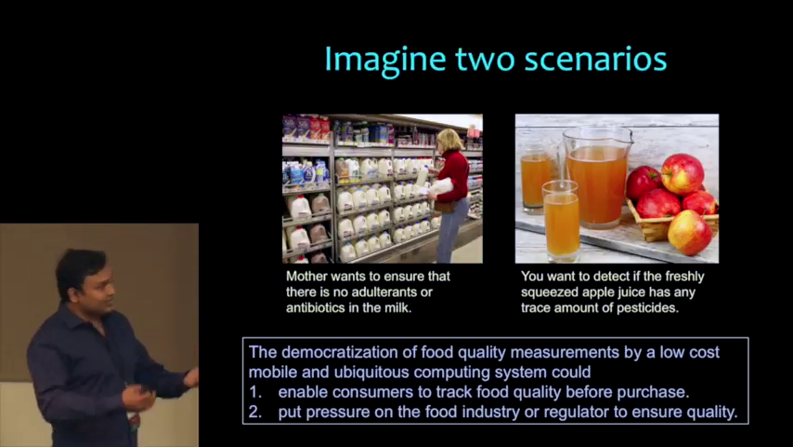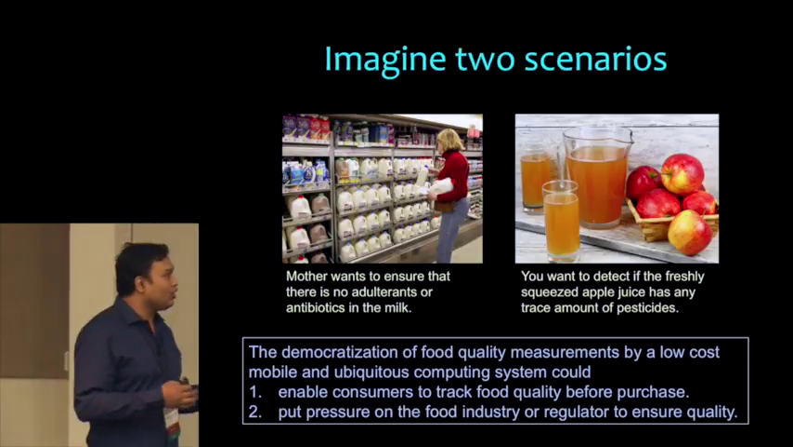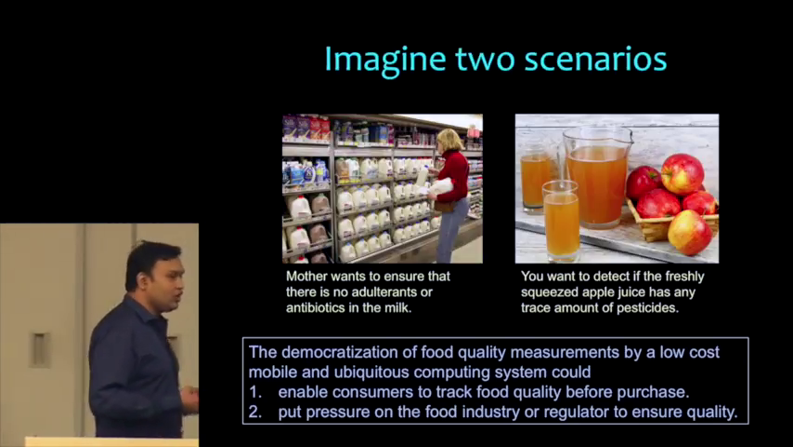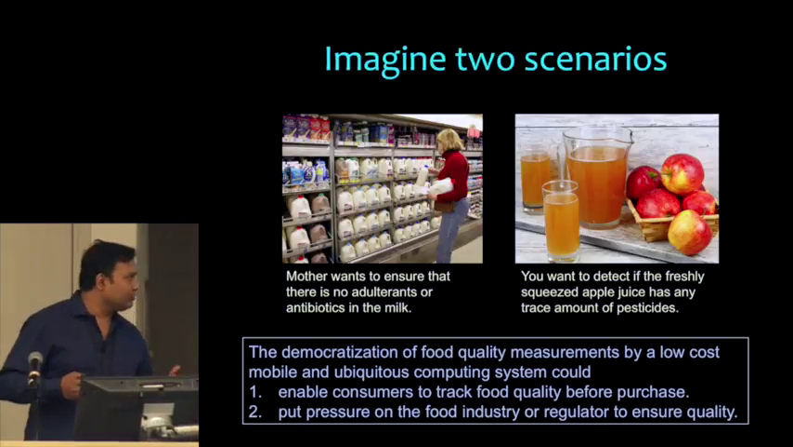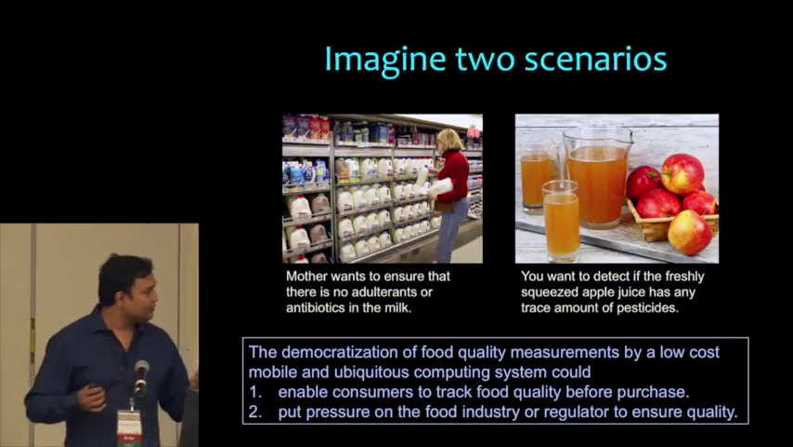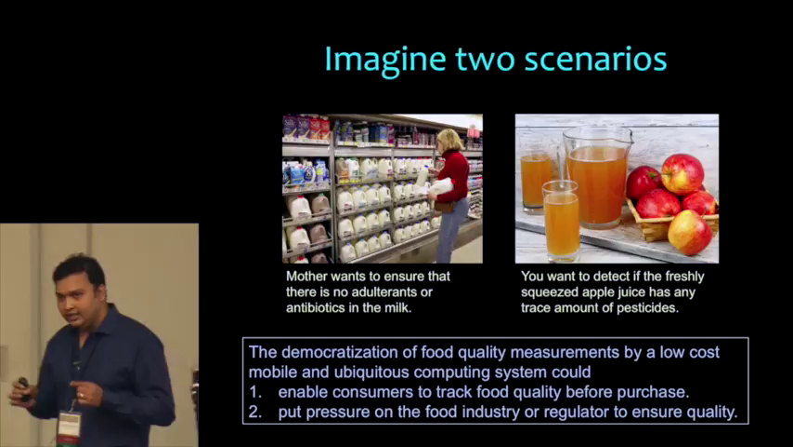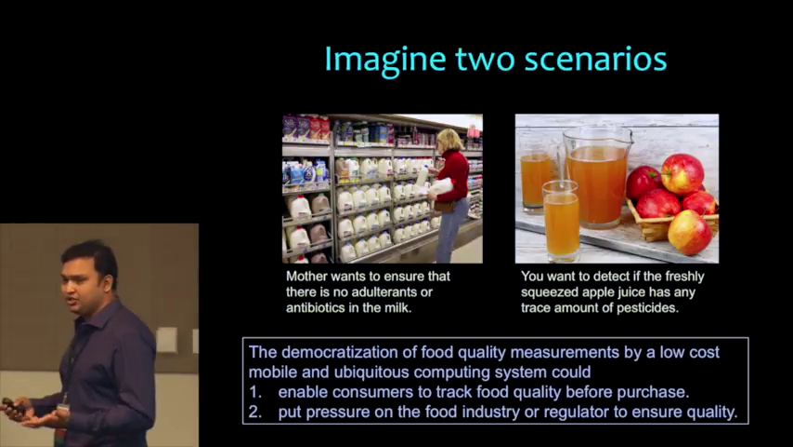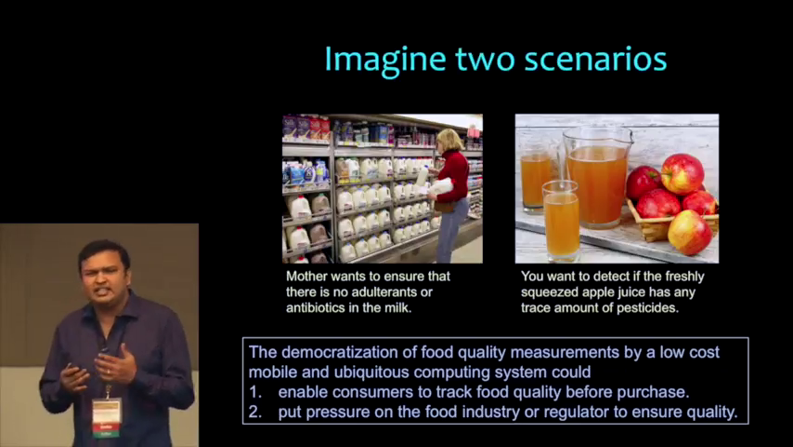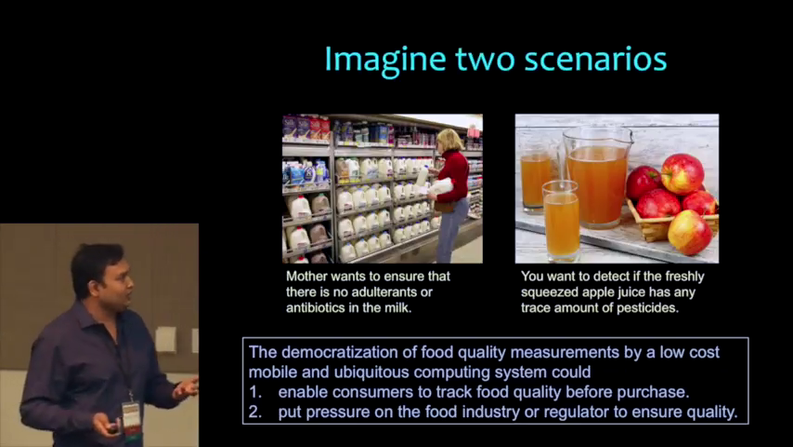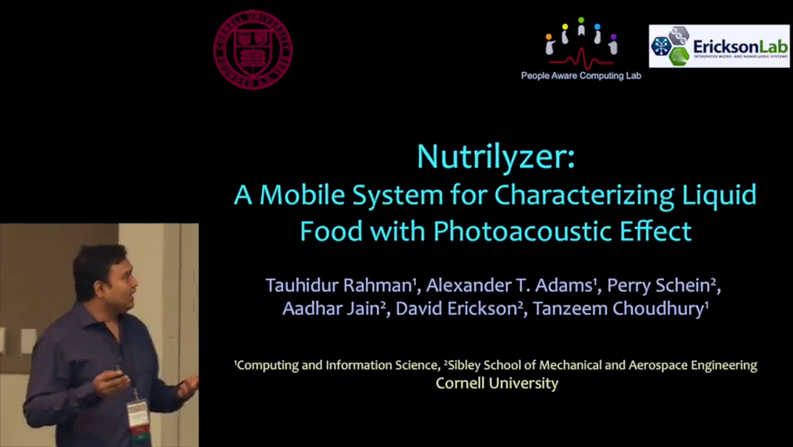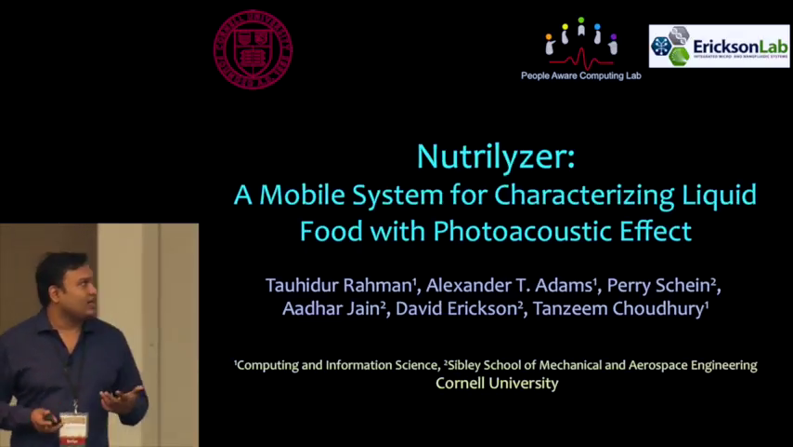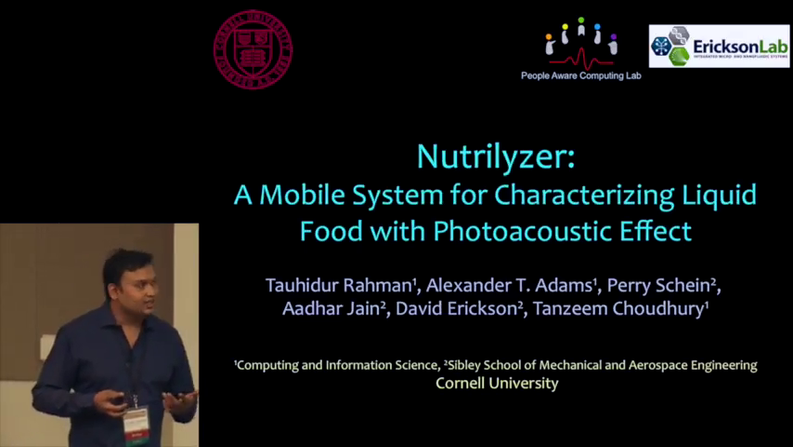And the democratization of food quality measurements by a low-cost, mobile, ubiquitous computing system could first of all enable consumers to track food quality before purchase, and more importantly, it can put an indirect pressure on the food industry or government regulators to ensure quality. And this has been basically the inspiration behind the paper that I'll be presenting today. I'll be presenting Nutrilyzer, a mobile system for characterizing liquid food with photoacoustic effect.